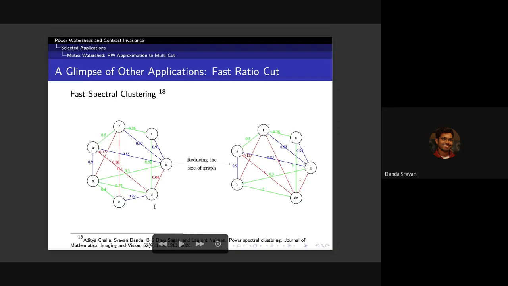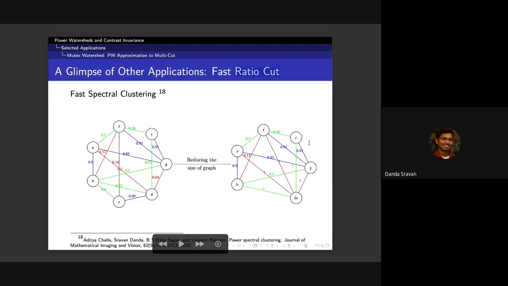If I want to do spectral clustering on this, as the size of the graph increases, the classic approximation is an order n to the power 3/2 algorithm. Ratio cut is again an NP-hard problem, so that classic approximation is not scalable. What we did in this article is use the same power watershed idea. I know for a fact that these two nodes, even if I do heavy computation, will end up in the same segment.